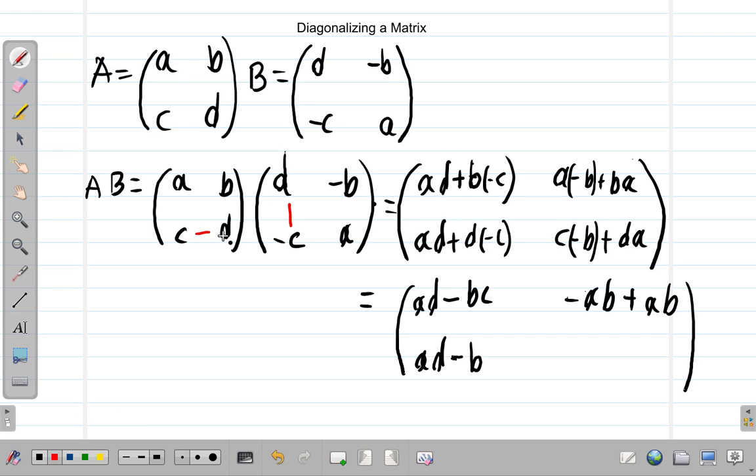DC plus D times negative C. So this really should be C times D. Why did I write A there? It's C times D. So let me change my color. C times D. So this really and truly should be C times D, right?